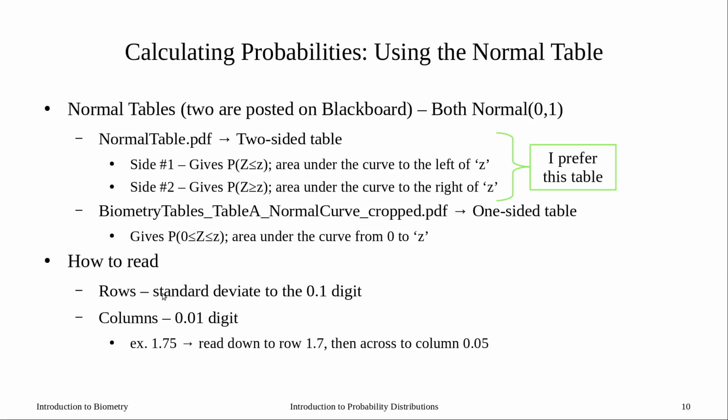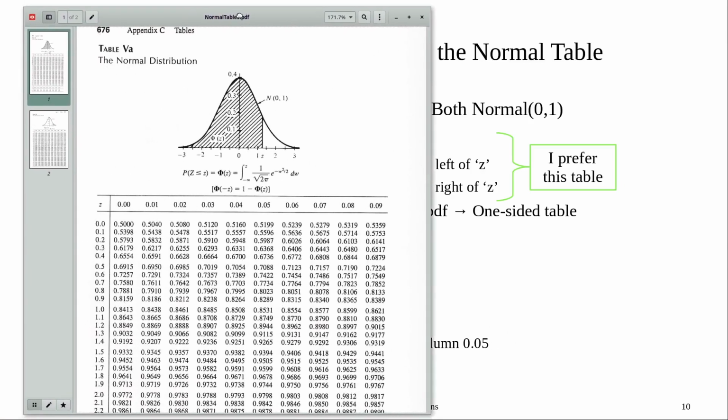Well, the table's set up so that our very first column gives us the most of the numbers that we need, and then all of the rest of the columns are the 0.01 digits. So for this example, 1.75, what we're going to do is read down to the 1.7 row and then across to the 0.05 column. So 1.75, here's our z, 1.7, we're right here, and then we're going to go to the 0.05, so this represents 1.75. So 0.9599.